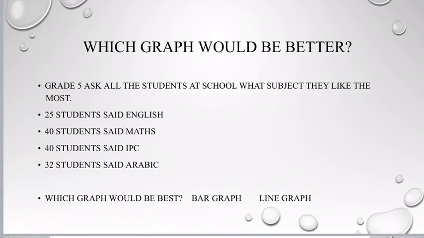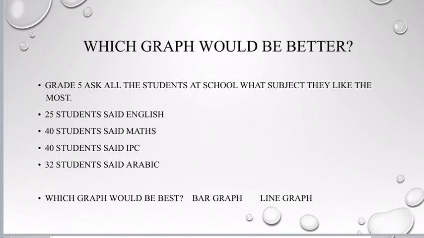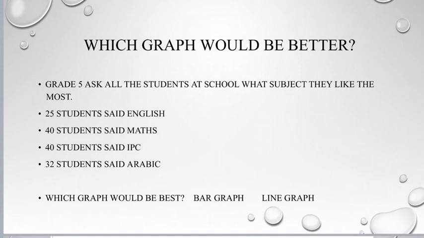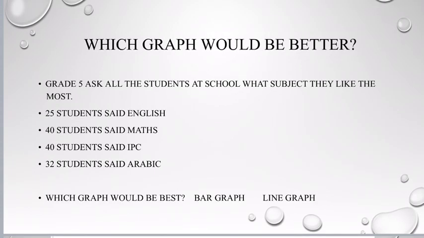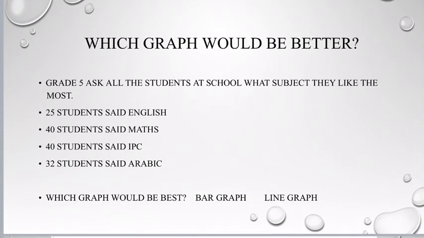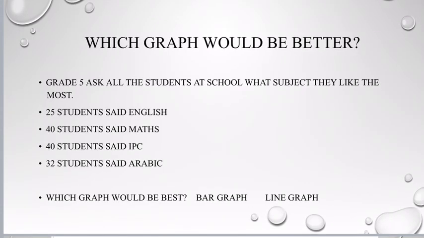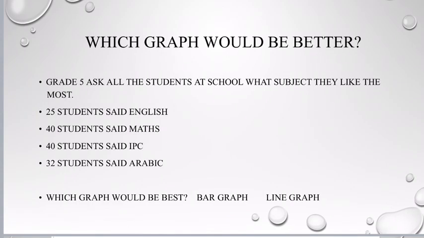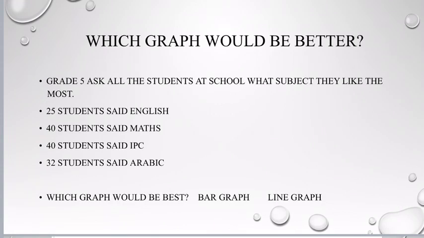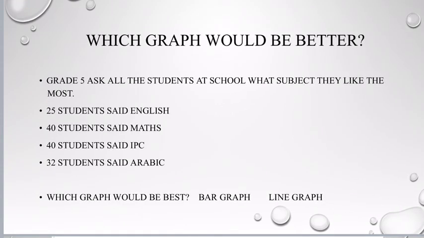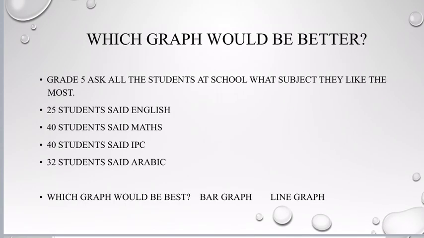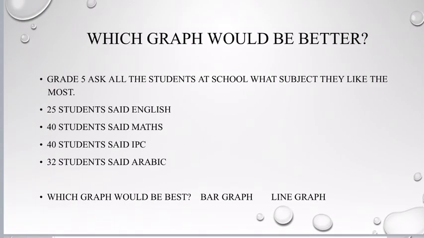So here's a question for you. Grade 5 ask all the students at school what subject they like the most. 25 people said they like English, 40 people said they like maths, 40 people said they like IPC, and 32 students said Arabic. Which graph do you think would be best to draw? Would it be best to draw a bar graph or a line graph? Have a think.